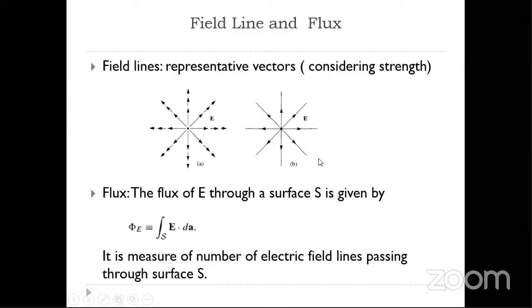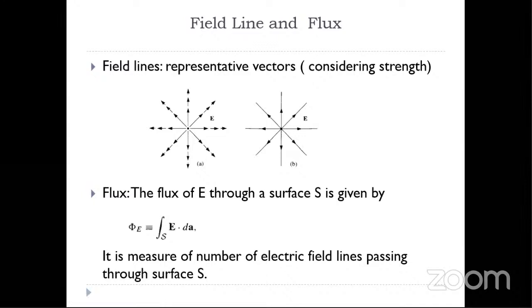You see, if I select this as an area, only 2 field lines are going. But if I select the same area here, you will find that the number of lines coming out is more. So in this area, the density of field lines is more, where the field is intense. In this area, the density of field lines is much less, or the electric field is not intense here. So for an intense field, the density of lines is more. For a not intense field, the density of lines is low. And therefore, we are shifting from vector representation to field line representation.